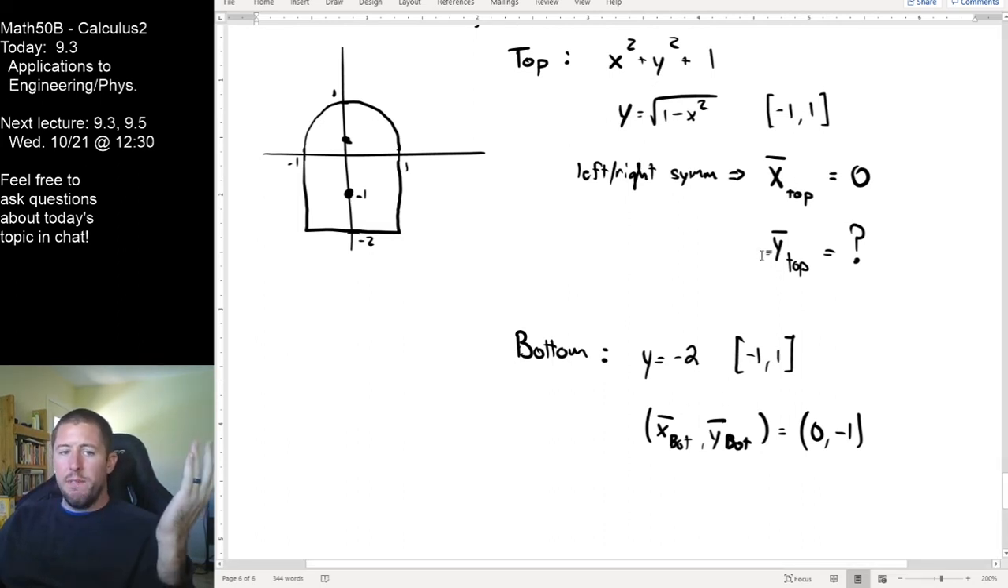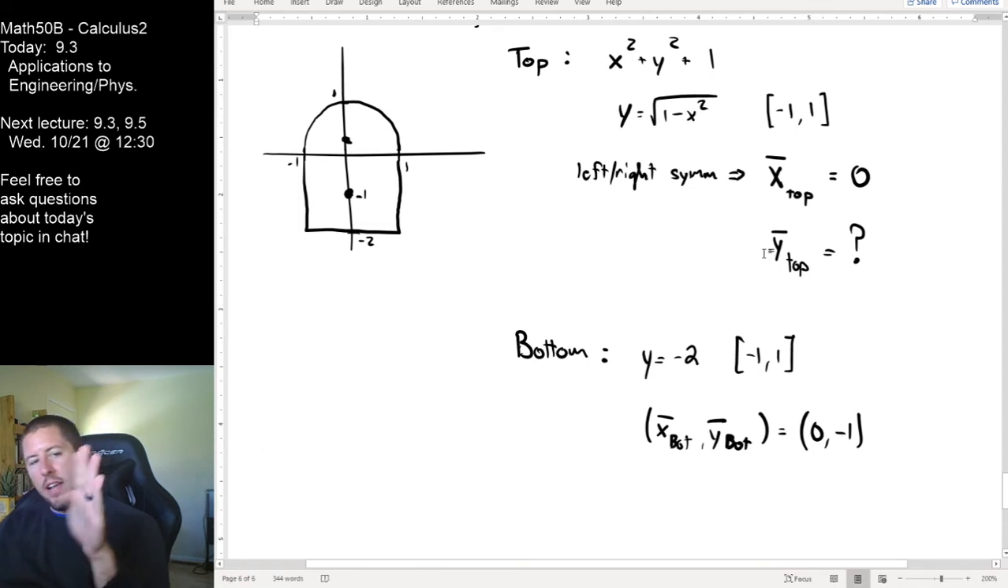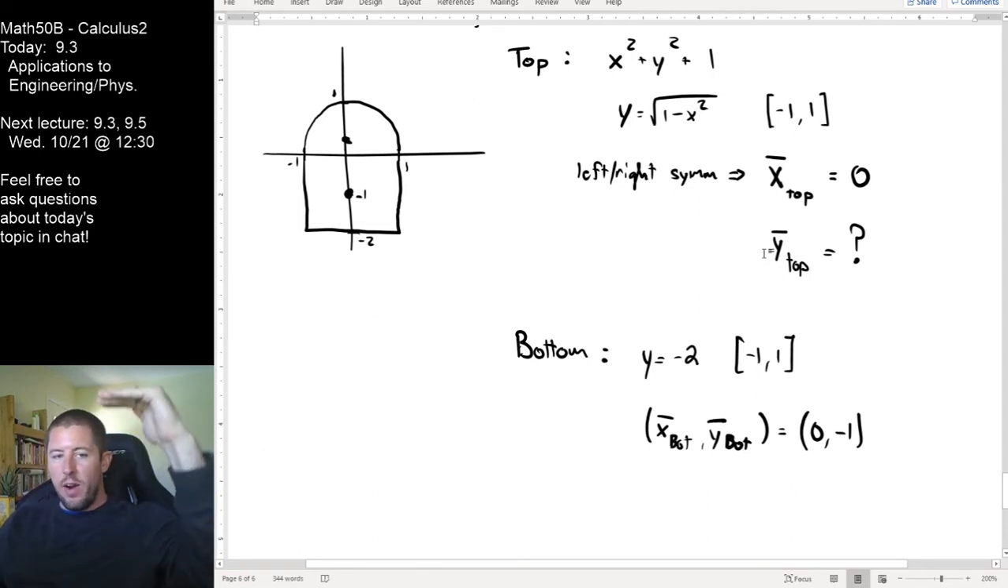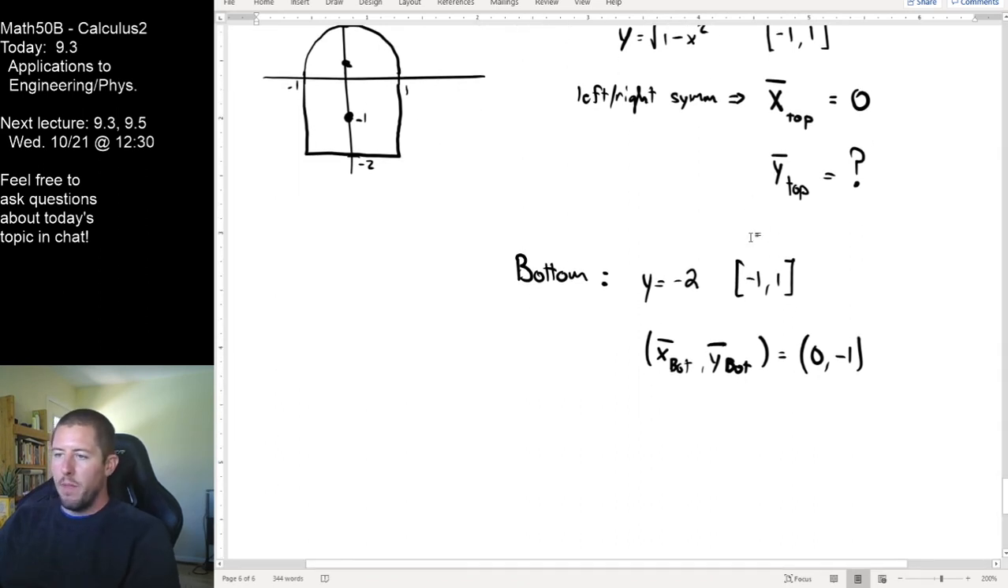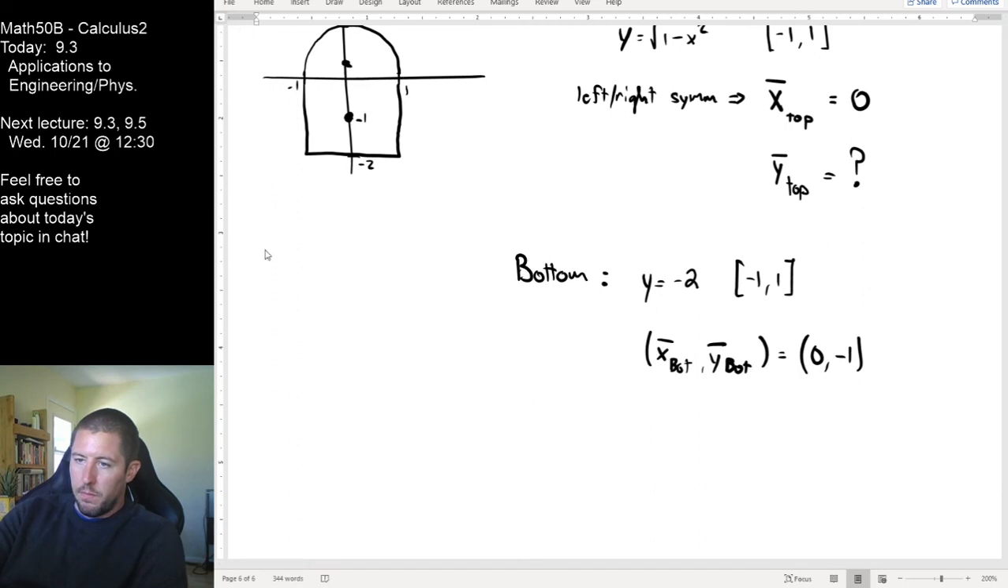And by the way, even further notice, I know that my final x value for the center of mass is also going to be 0. This whole thing has left-right symmetry. Really, our only question here is what y value is going to be the location of the center of mass of the entire object. It's the only part we have to worry about.